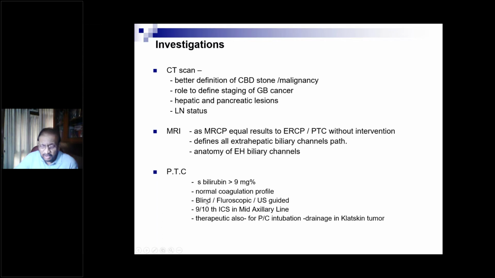It is a blind procedure, or it could be fluoroscopic or ultrasound guided. You can see on the ultrasound where the needle is going. Or you can just do it as a blind procedure by pushing the needle in and out. Chiba needle, that's one of the good needles that you can put in. 9th and 10th intercostal space, the mid-axillary line. It is basically diagnostic. It could also be therapeutic. For example, if you have any kind of block at the porta hepatis leading to jaundice, in the dilated intrahepatic channel you can push in a pigtail catheter and drain the whole bile. So for example, in Klatskin's tumor, it becomes a method of temporary therapeutics.